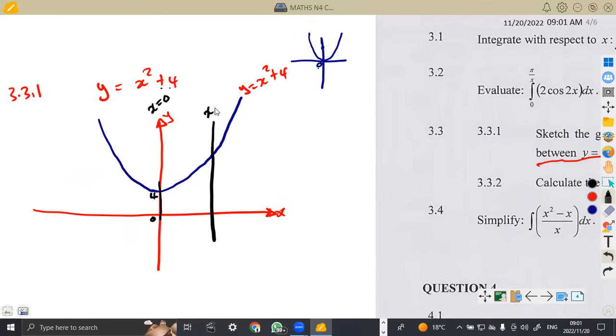We can just say this is where we've got x is equal to 2. So this is the area that we are referring to, where this is 2 and this is 0. And that is it. So that was a sketch, just a sketch. So this is where we're going to have our area.